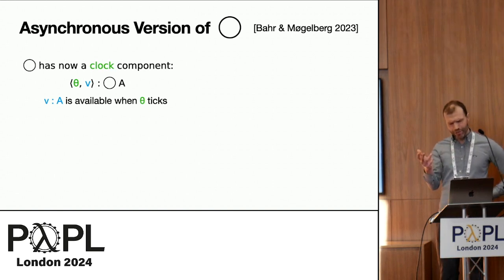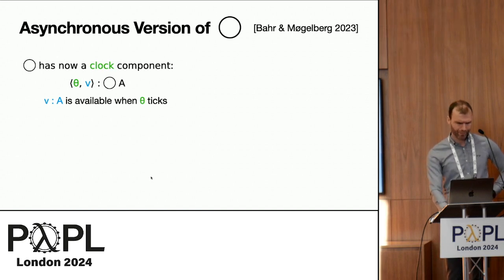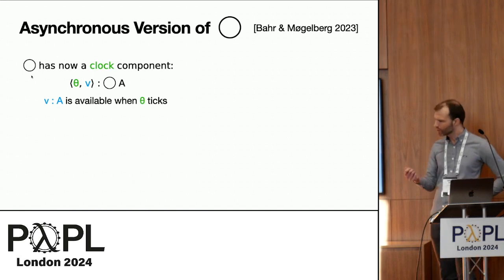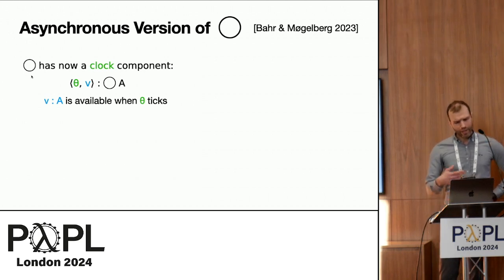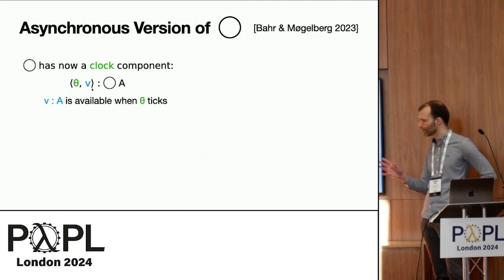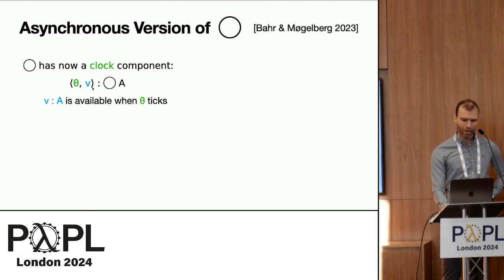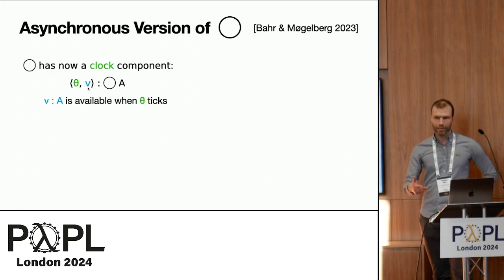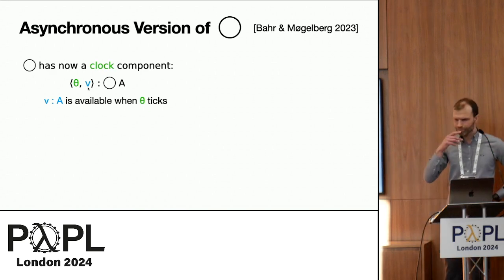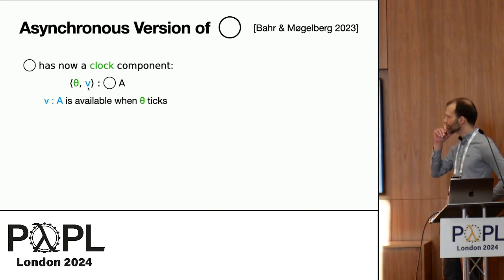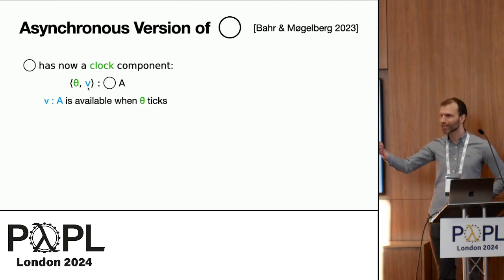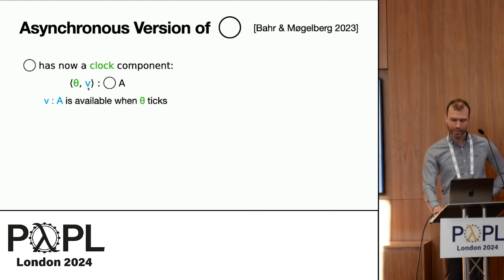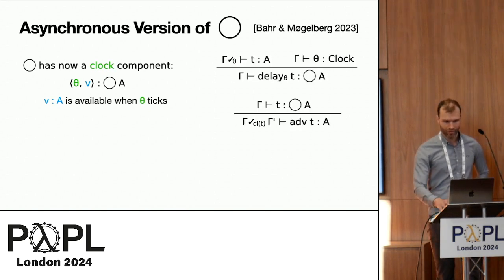The idea is to have this later modality, the circle, with an additional component that tells us something about the timing information. Intuitively, a value of type later A now consists of two components. It still consists of a value of type A that is available at some point in the future, but it also consists of this clock theta that tells us when this future will actually arrive. So explicitly in its value there is also this timing information.